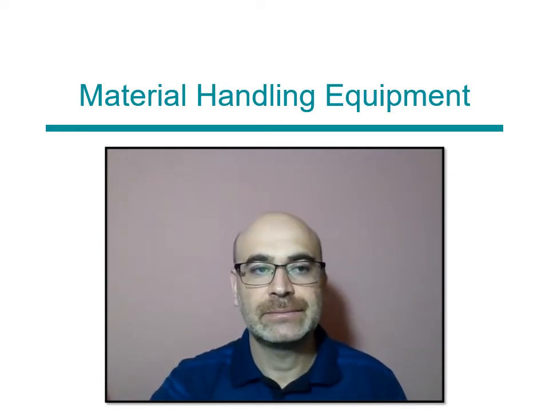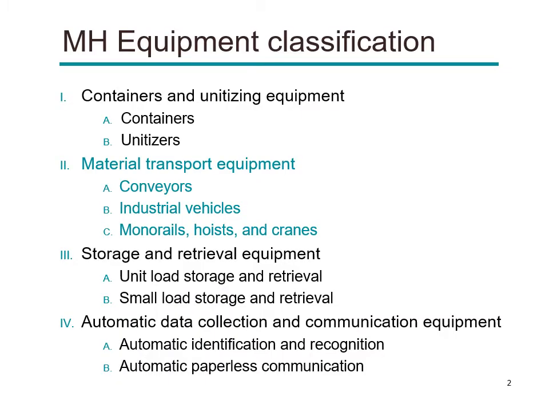So let's start. In our previous lecture, we talked about the material handling equipment classification, and we divided the material handling equipment into 4 categories. Basically, we said containers and unitizing equipment, material transport equipment, storage and retrieval equipment, and automatic data collection and communication equipment. And we talked about containers and unitizers, and we talked about conveyors as the material transport equipment. So today we will start with talking about industrial vehicles.